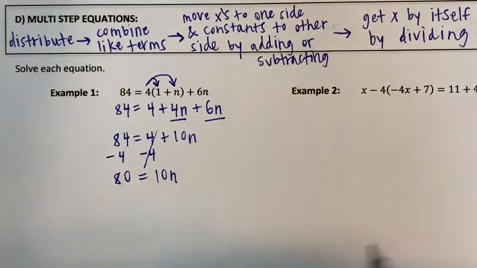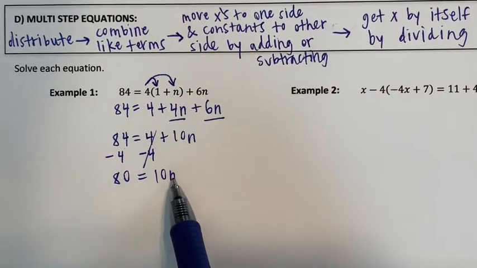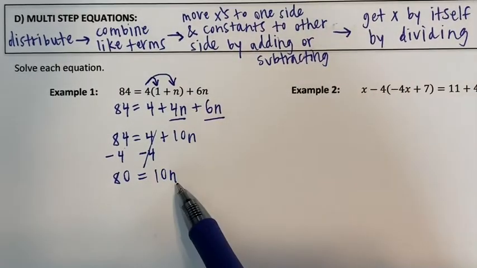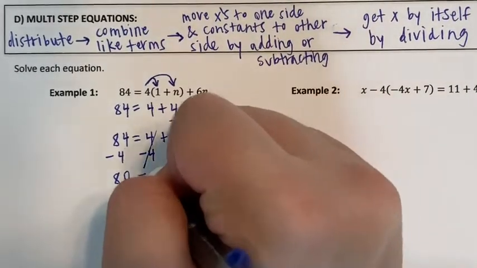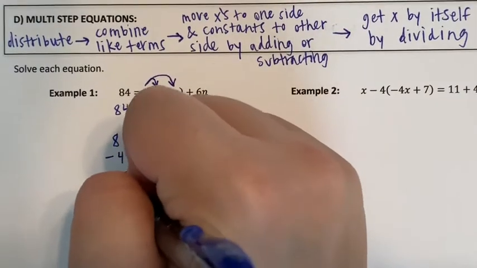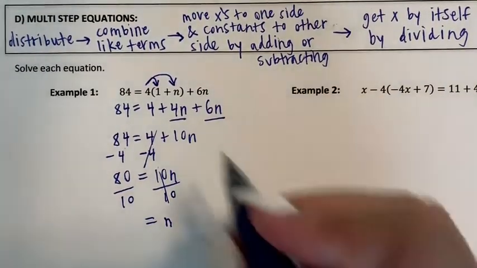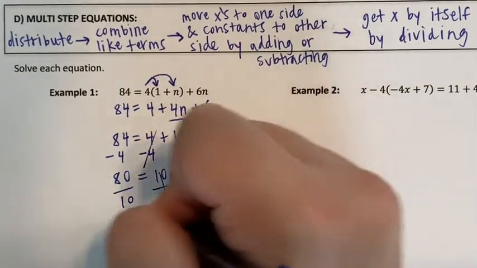And now I would be on my last step because I have n's on one side, constants on one side. So now I can get my variable by itself by dividing. So I can divide by 10, and I get n equals 80 divided by 10 gives me 8.